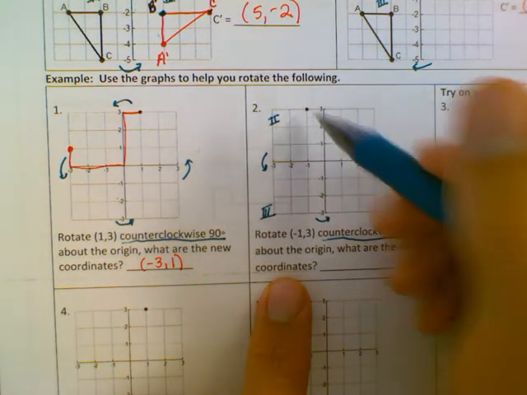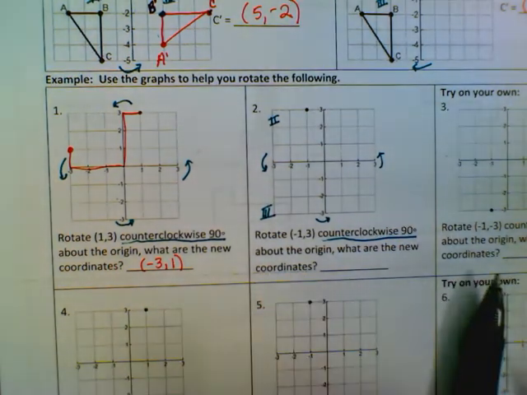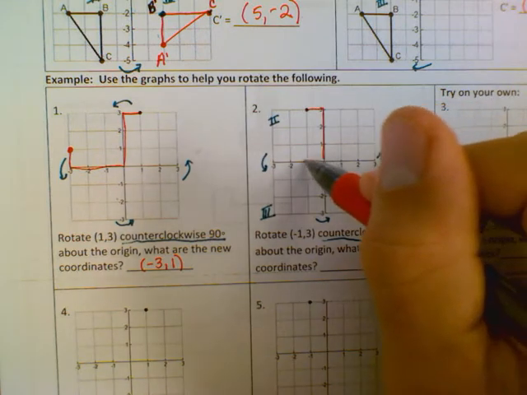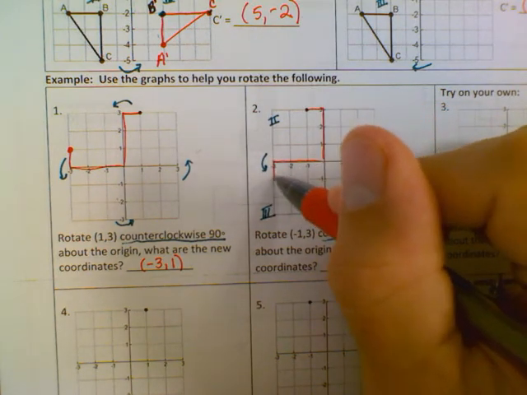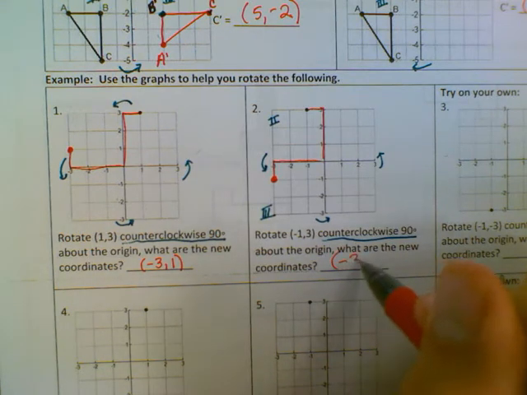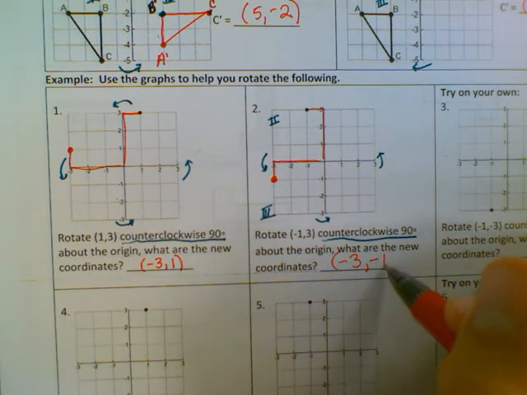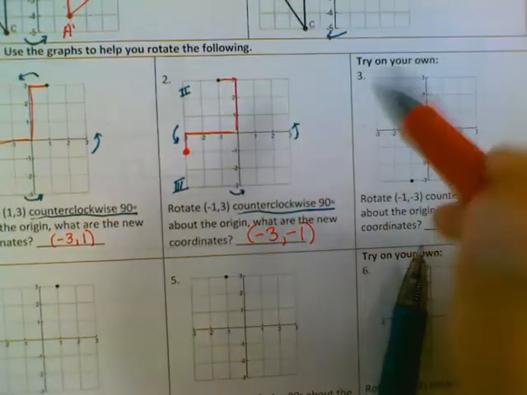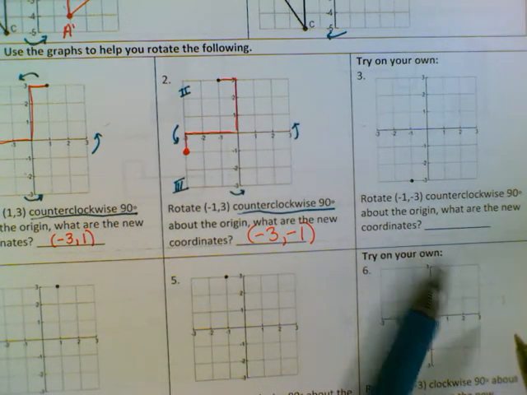So here we go. It is on the axis 3, off the axis 1. Let's do that again. On 3, off 1. That's our new point right there. That'll be -3, -1. Okay. This one you want to try on your own.